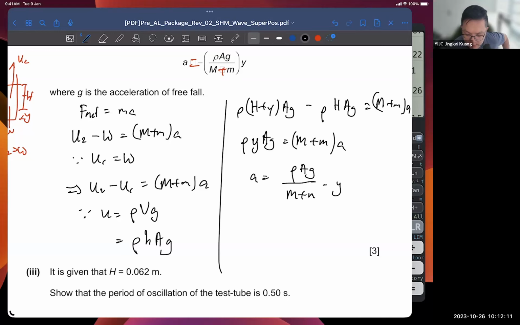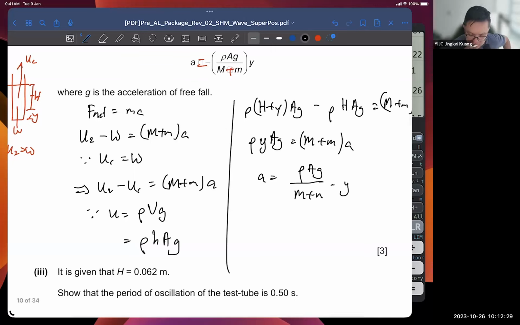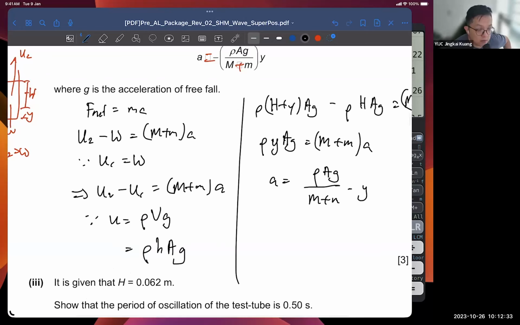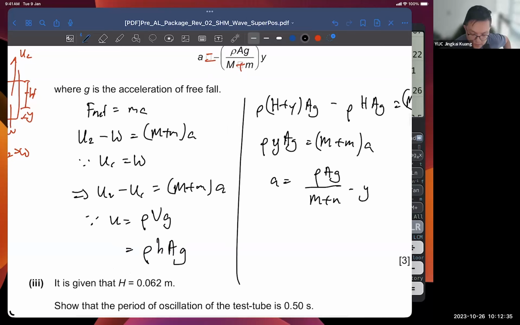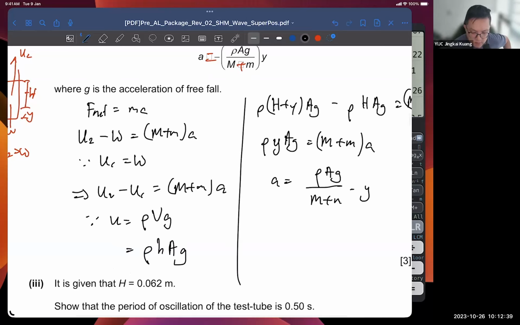2 minus U1, U2 minus W. Upwards is positive. Minus when I sign go to rho HAG. Yeah, downwards as positive. Is this not positive? Oh, taking down is positive.